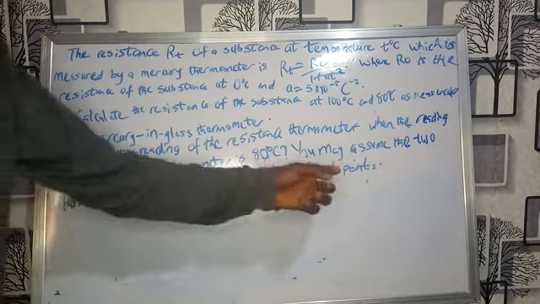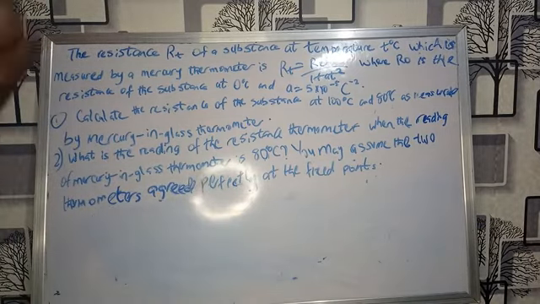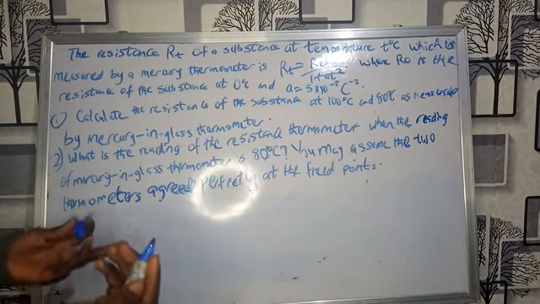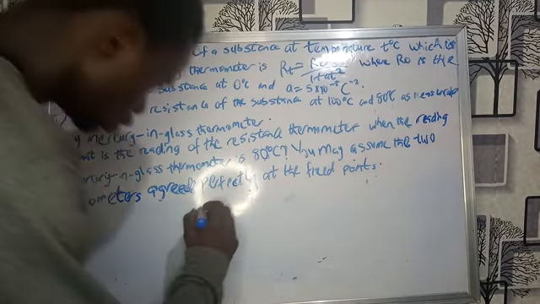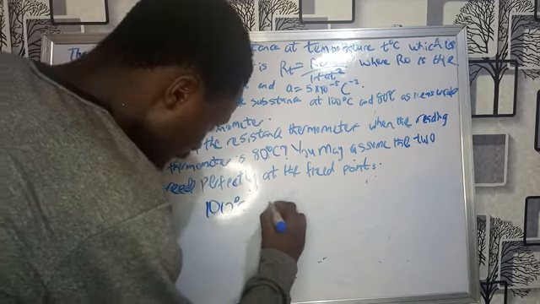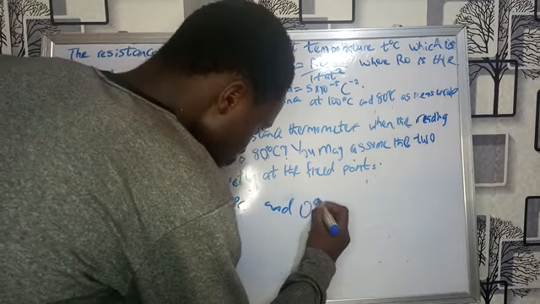Now first of all, we need to know what the fixed point is, and from the slide and the textbook we know that the fixed point of most thermometers is actually the boiling point and the freezing point of water, which is what, 100 degrees Celsius and 0 degrees Celsius.